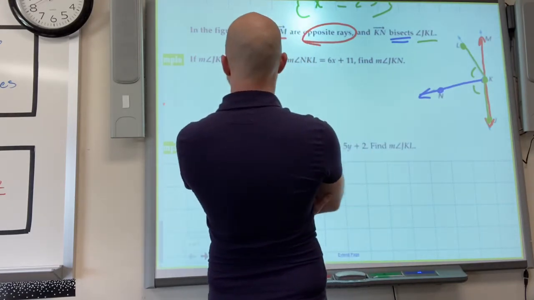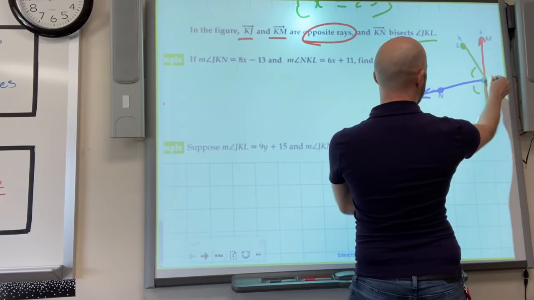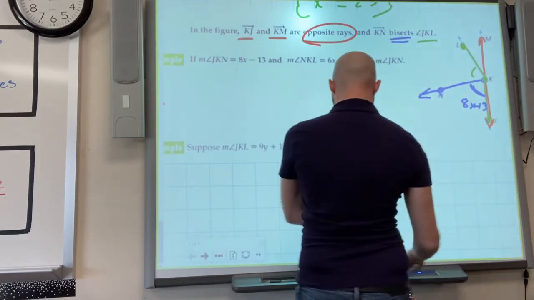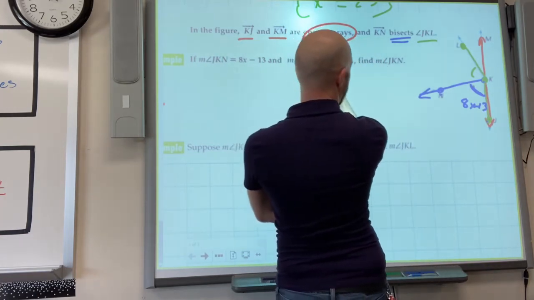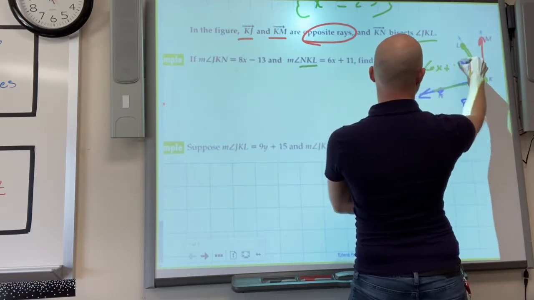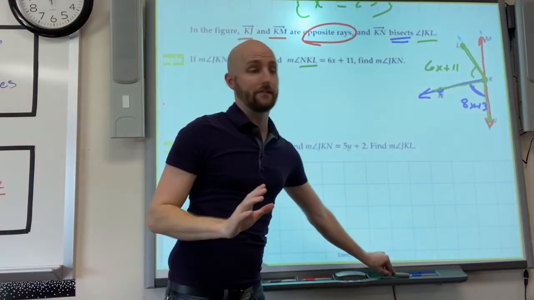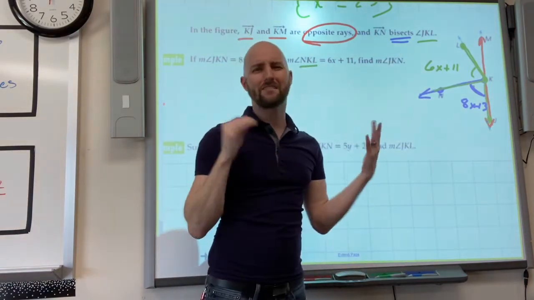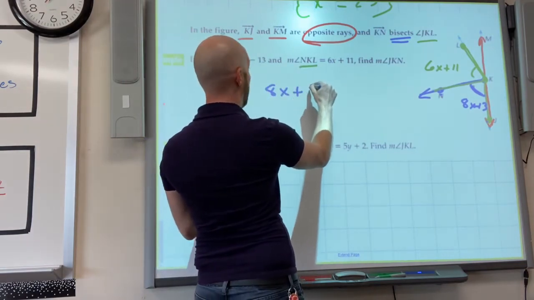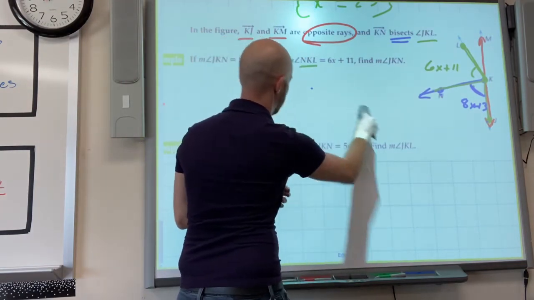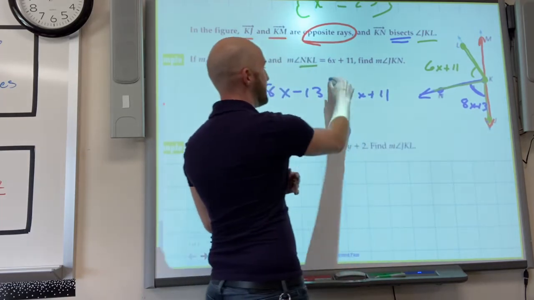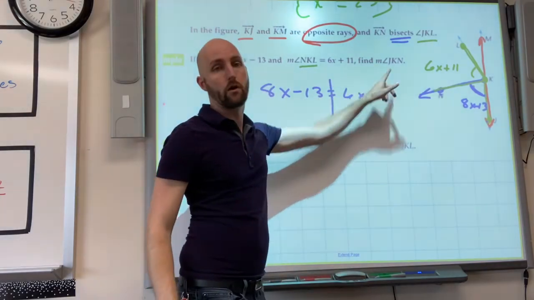So, what does it say about those things? It says JKN, so just this part, is 8x minus 13. Then it says NKL is 6x plus 11. Now, it is important to label these things because a lot of times students go, oh, bisect means cut in half, they're probably the same. Let me just set them equal and solve. Sometimes that is 100% correct. In fact, 8x minus 13 is equal to 6x plus 11. Yes, I can solve that, find x, and then plug it in for the one I want to know.